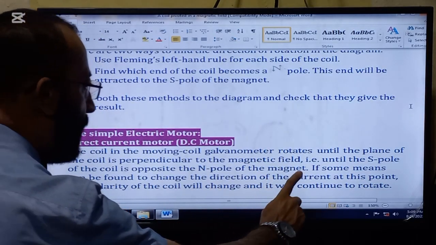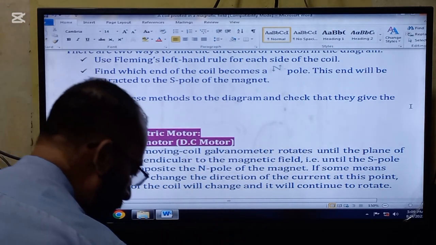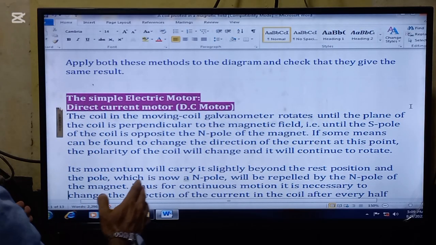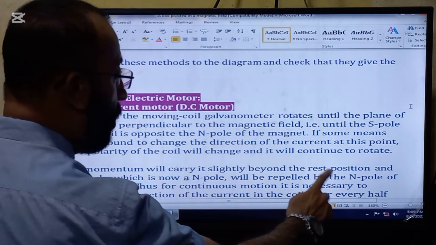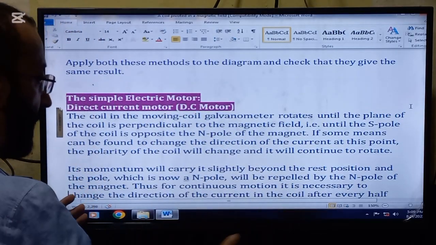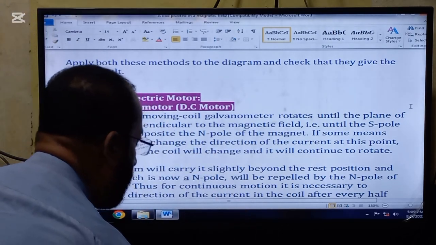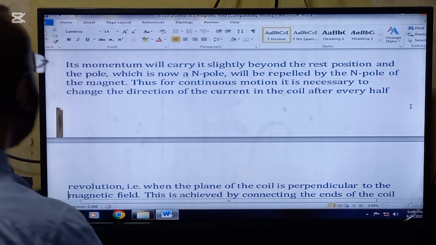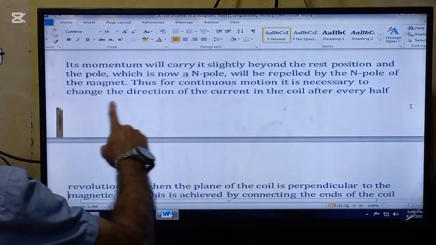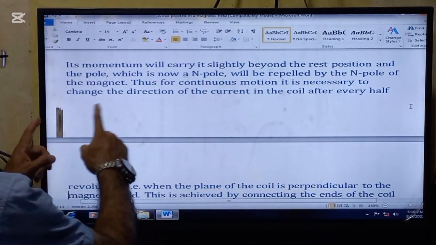If some means can be found to change the direction of the current at this point, the polarity of the coil will change and it will continue to rotate in a clockwise direction or in an anti-clockwise direction. Normally it is rotated in the clockwise direction. Its momentum will carry it slightly beyond the rest position, and the pole which is now a north pole will be repelled by the north pole of the magnet.